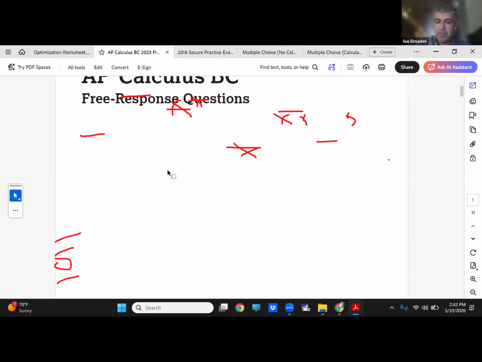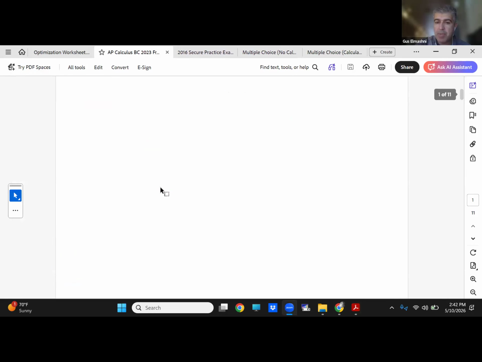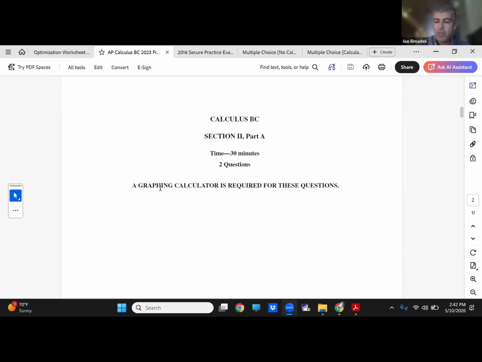This is BC, but there's some overlap between this and AB. Just so you're aware of the transitions, you start with multiple choice non-calc, and that's an hour, 30 questions. Then you'll do 15 multiple choice questions, calculator allowed, and that'll be 45 minutes. You get 3 minutes per question for that, and you can use Desmos, obviously.